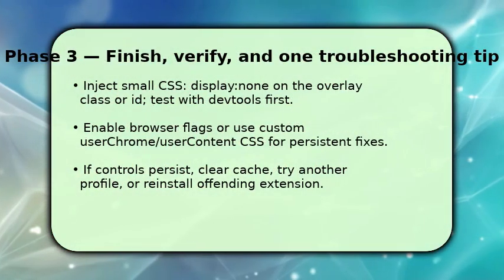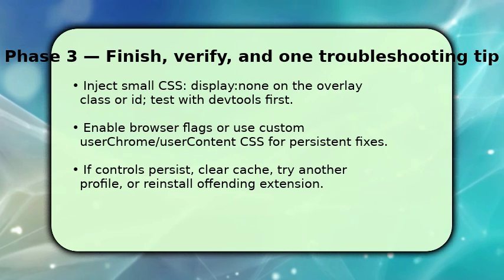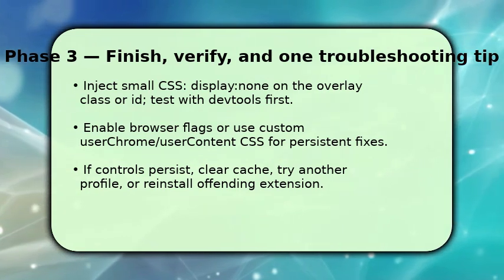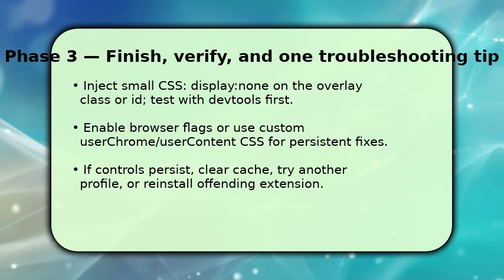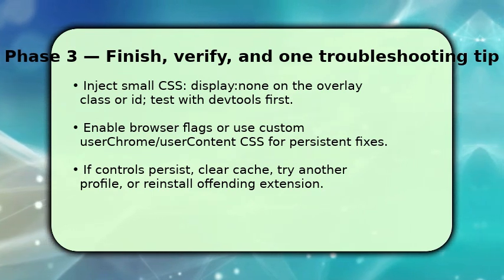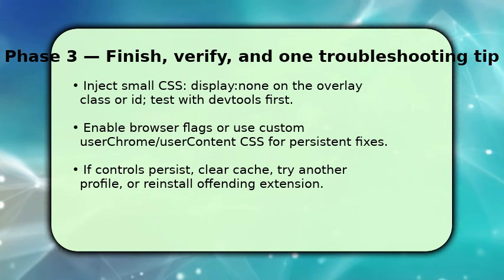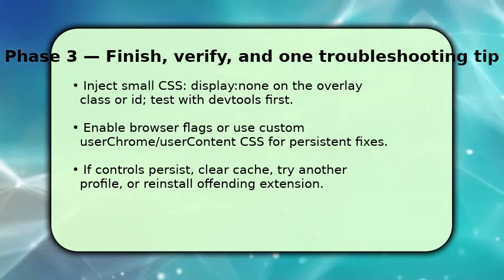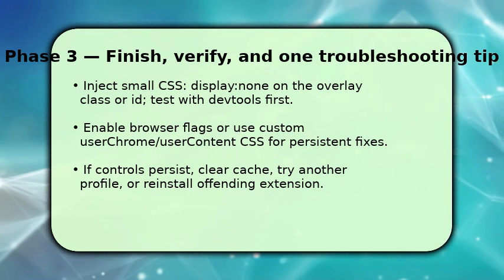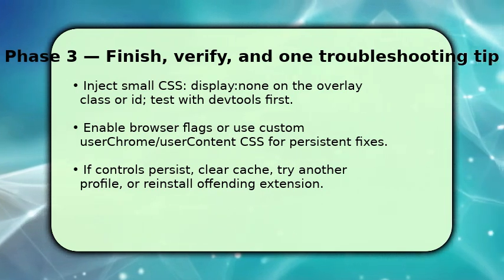You finish by applying the fix. Either disable the extension permanently or add CSS that hides the overlay using the class or ID you found. Test changes live in DevTools before making them permanent. To persist CSS, use an extension like Stylus or your browser's user content stylesheet. Make sure to scope it to YouTube.